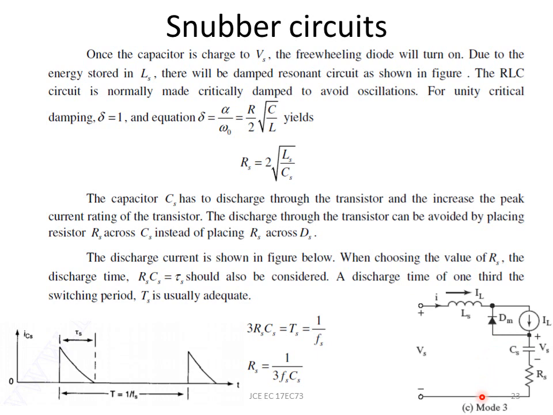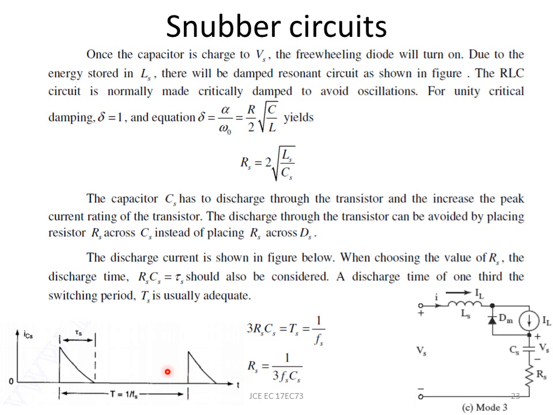In order to reduce that, I connect an Rs in series with the capacitor. The capacitor Cs has to discharge through the transistor, and the peak current rating of the transistor will increase. If I discharge it through this Rs, placed in series, it will avoid that current being very high. The discharge current is shown in the figure below. When choosing the value of Rs, how do I get it?